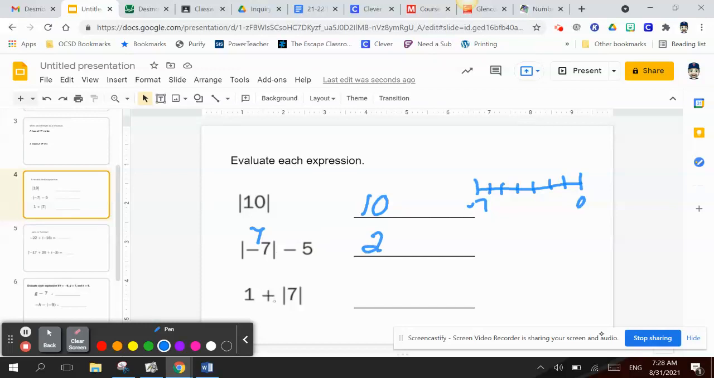And the last one, 1 plus the absolute value of 7. How far is 7 away from 0? Here's 7. It's positive. Here's 0. So I got 1, 2, 3, 4, 5, 6, 7. That's 7. So 1 plus 7 is 8.